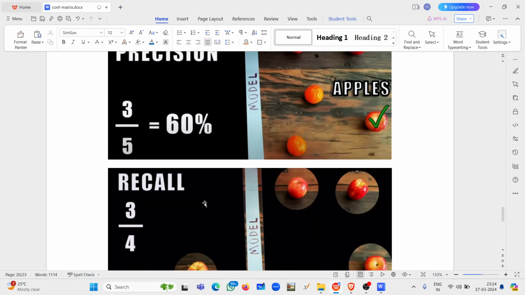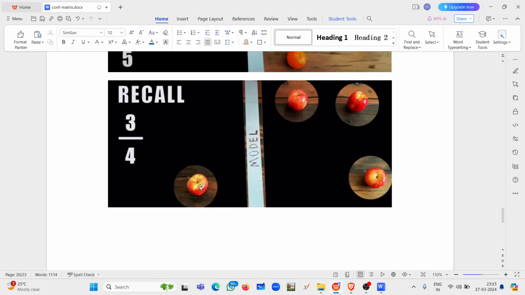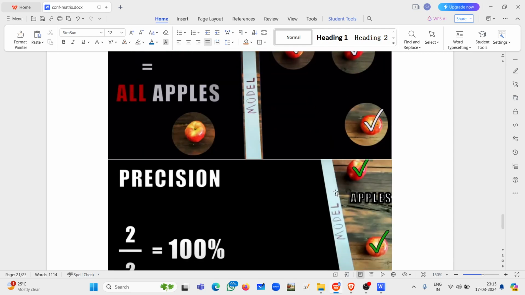Is it clear? But if you see here, another apple is there on the orange side, that means the total number of apples is 4, out of that 3 are predicted. Then what is the recall? Recall is equal to 3 divided by 4, it is 75%. How do you summarize precision and recall? Precision is taken only from this apple side, but recall considers all apples on this side and that side. You can remember it like this.